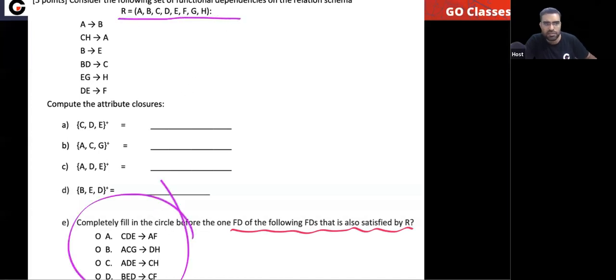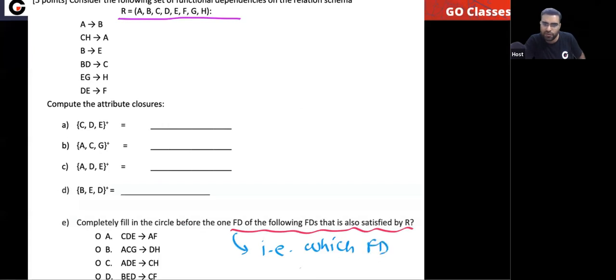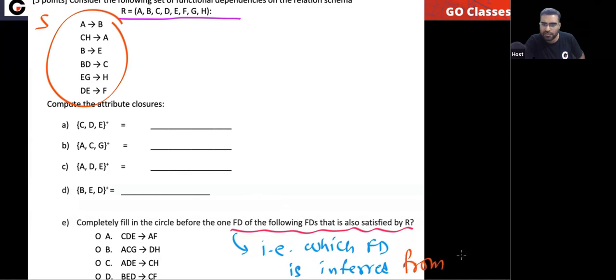Now, out of these functional dependencies, which FD is satisfied by R? That simply means which FD is inferred, which FD you can infer from this set of FDs. Let's call it S. So tell me which FD can be inferred from S.